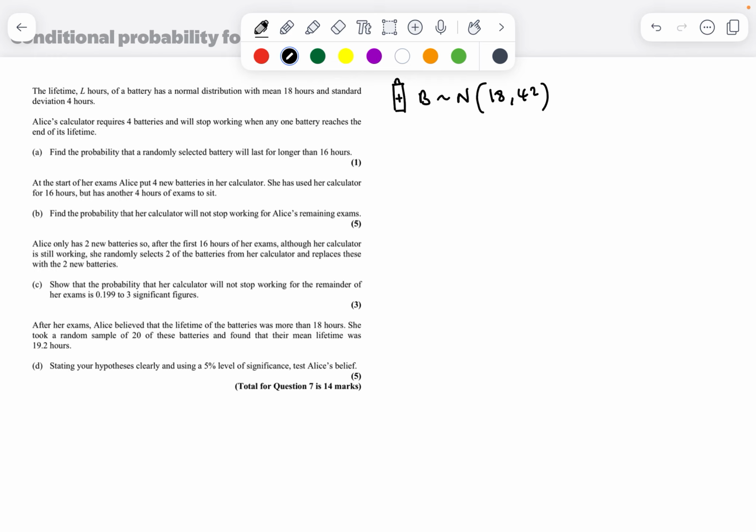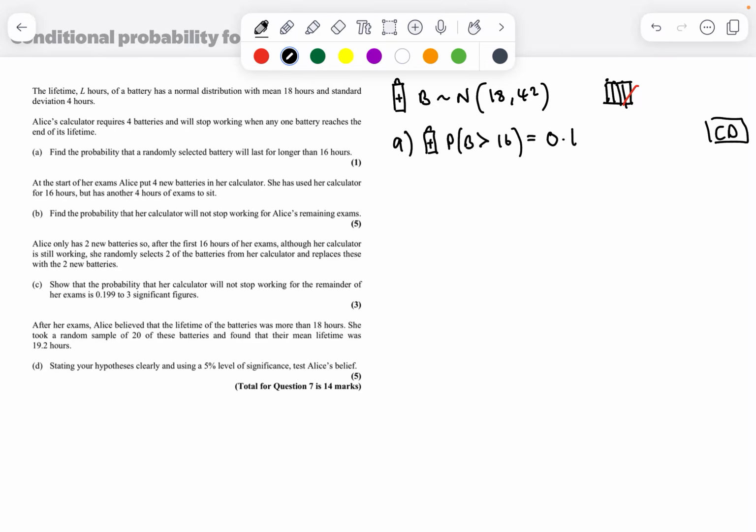So Alice's calculator requires 4 batteries, and will stop working if any one battery reaches the end of its lifetime. So, A, find the probability that a randomly selected battery will last longer than 16 hours. Right, so this is just one single battery. So that means that the probability that our battery life is greater than 16, well, we can just get that from the calculator by using our CD function.